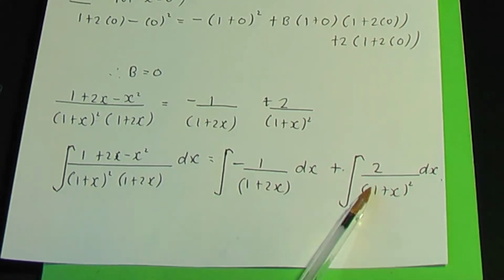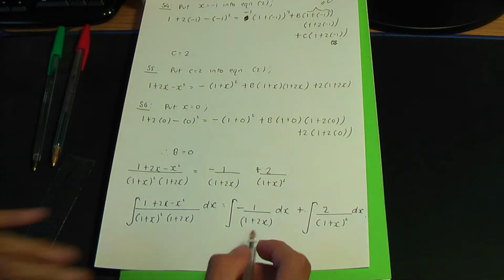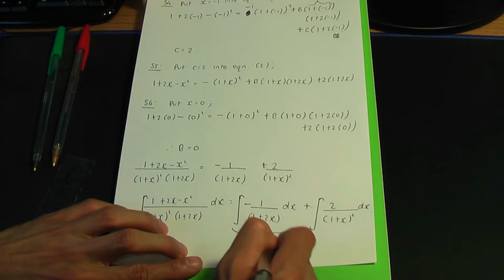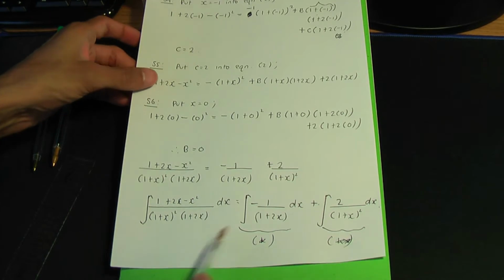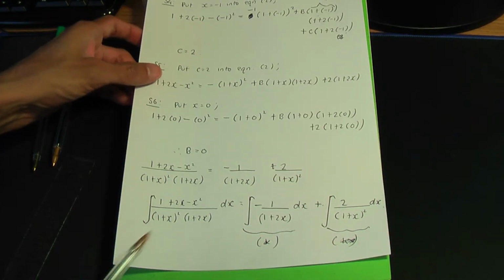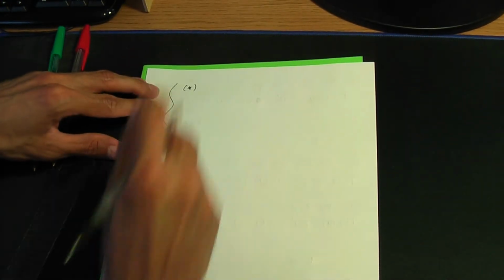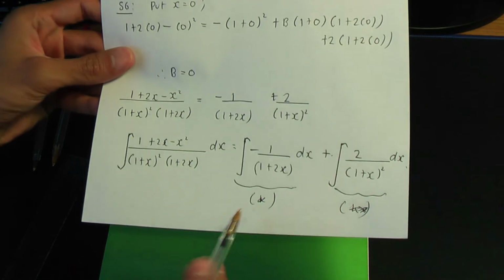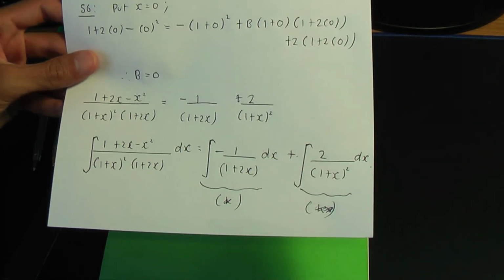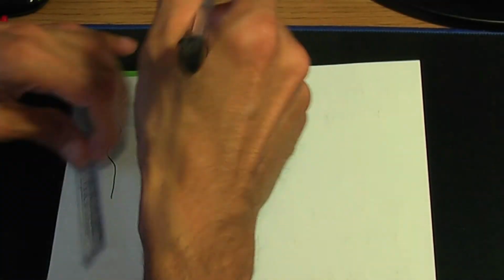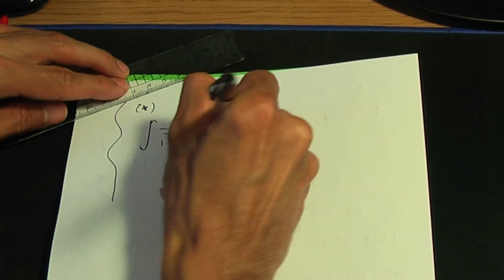Let's continue forward and integrate those two terms. I'm going to call this first integral star and this second integral double star, and we're going to integrate those two as side calculations. So over to the reverse, let's do a side calculation of star. Let's look at this integral here: minus 1 over 1 plus 2x. So let's integrate minus 1 over 1 plus 2x.